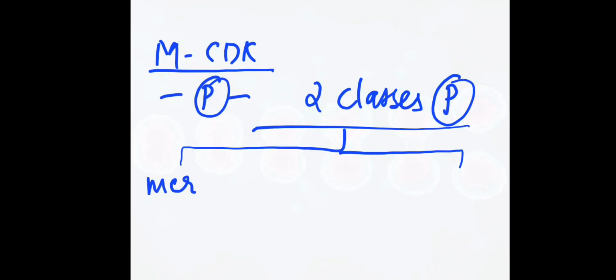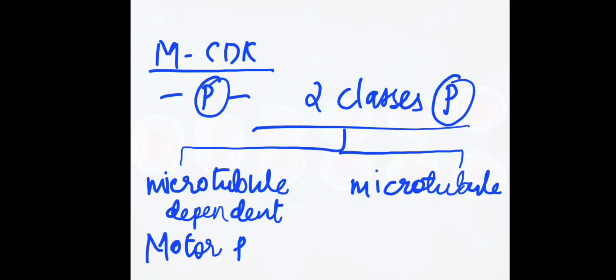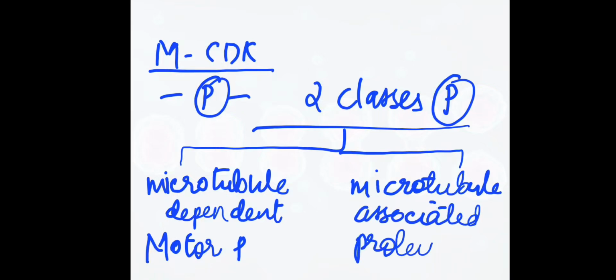behavior, that is microtubule dependent motor proteins and microtubule associated proteins, that is MAP. After phosphorylating all these classes of proteins necessary for condensation, assembly and stabilization, after that M-CDK activates another major component, that is APC bar C.